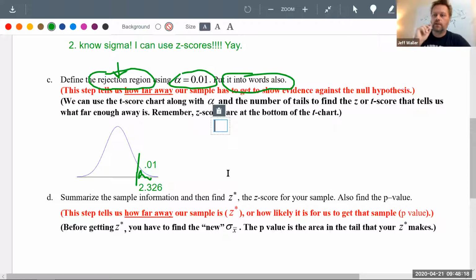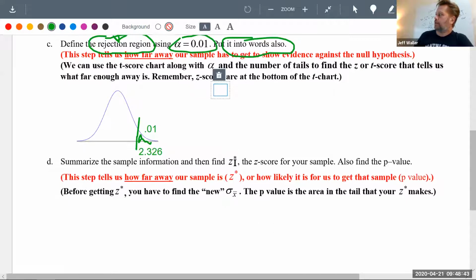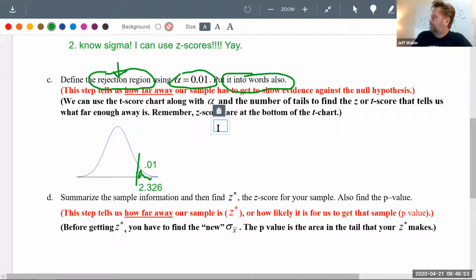The next step I'm going to do is get a z-score for my sample and see where it falls. So step C is, here's where evidence starts. And step D is, did I find enough evidence? Where's my sample at? So I'm going to make two z-scores. One is defining where the evidence starts, and the other one is from my sample. So I call the one down here z star just to make a distinction. That's actually my own creation. Is it real? I don't know.